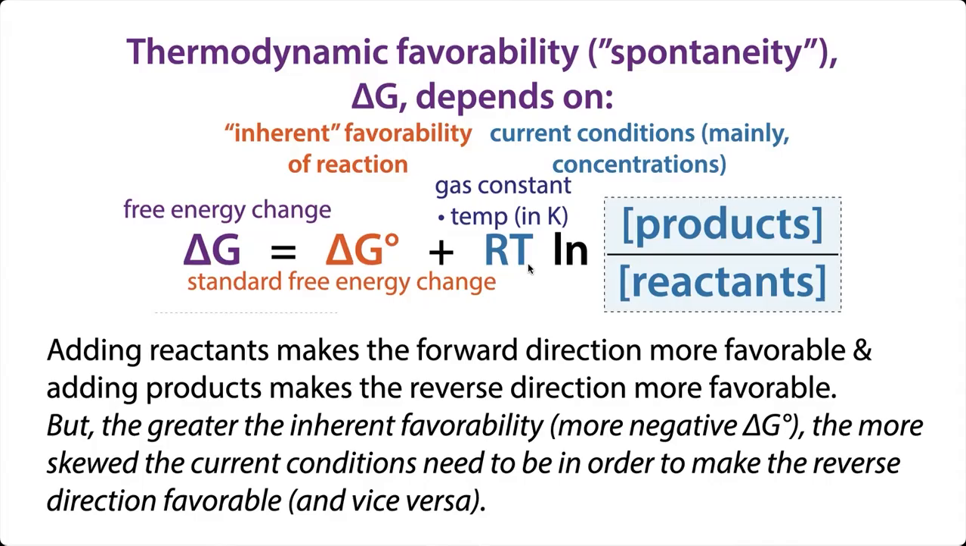So the key thing is that it's a combination of the current conditions and the inherent favorability, this delta G naught or the KEQ. Remember, you can go back and forth between delta G naught and KEQ values. And the current conditions, so our Q values, those are going to be combined in order to give us our actual free energy change. And the more extreme the inherent favorability in one direction or another, the harder it is to change the directionality by changing the concentration of products and reactants.